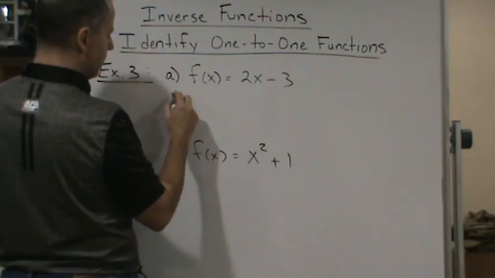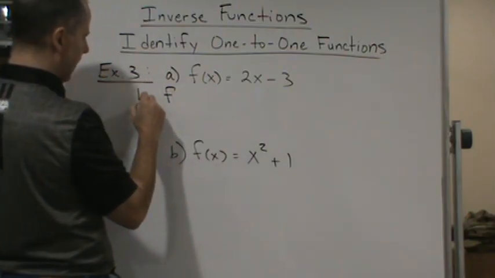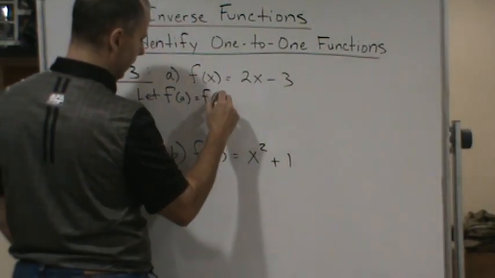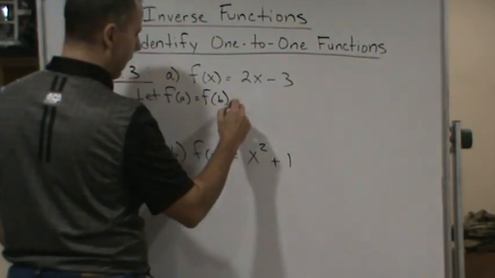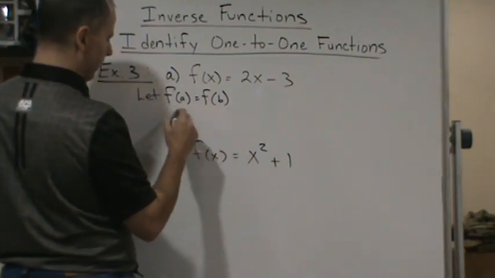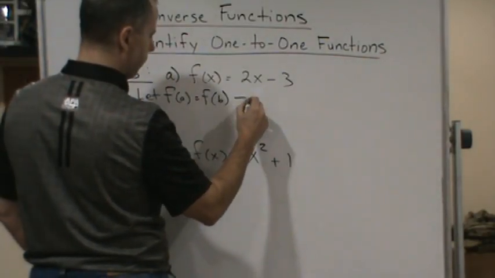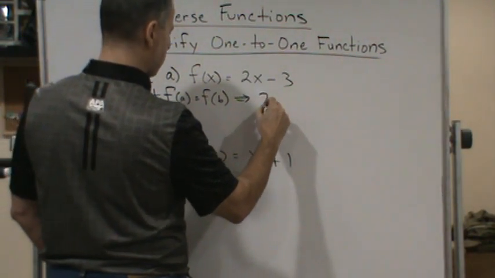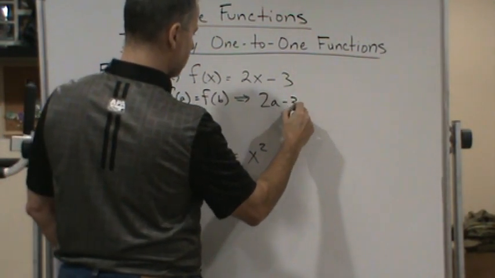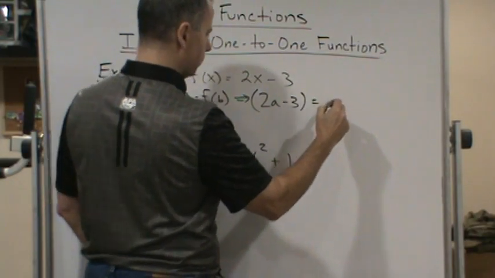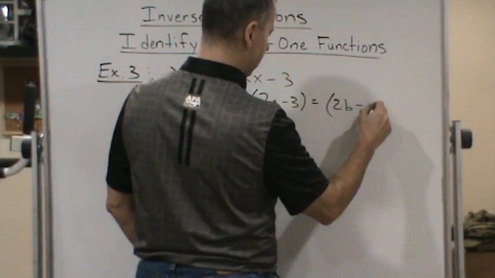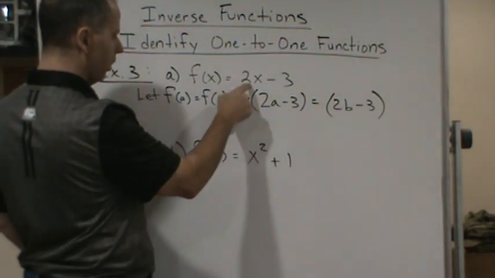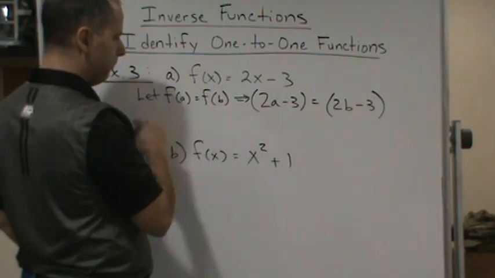So I'm going to say, let f of A equal f of B. That means that 2A minus 3 is equal to 2B minus 3. All I'm doing is using the rule for f of A and f of B.